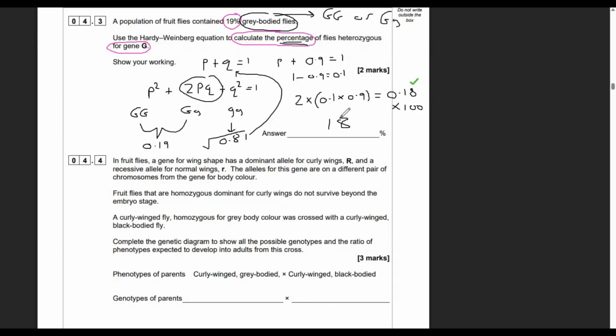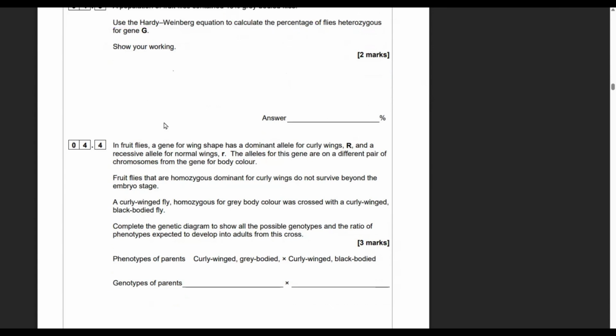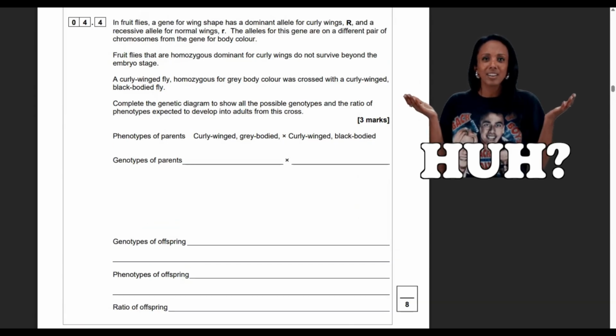Now, you can get to that 0.18 another way, but there's many ways to do it. Obviously, once you've worked out that p is 0.1, you could square that and get 0.01, and you could do 0.19 minus p squared, 0.01, and that is going to give you 0.18. What am I waffling about?